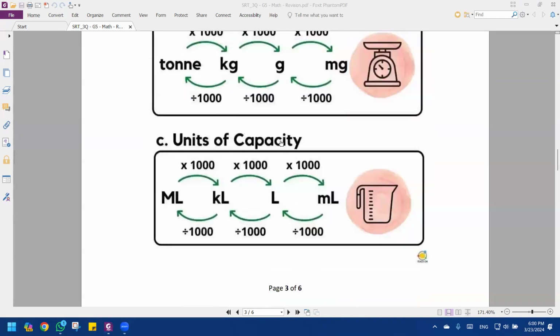Same goes for the capacity, or the volume. And as you can see here, for the liquid, we find the volume. You need to memorize the liter and milliliter. But again, I have all of them because it's the same thing. We multiply by 1,000 or we divide by 1,000. So it's easy to memorize.